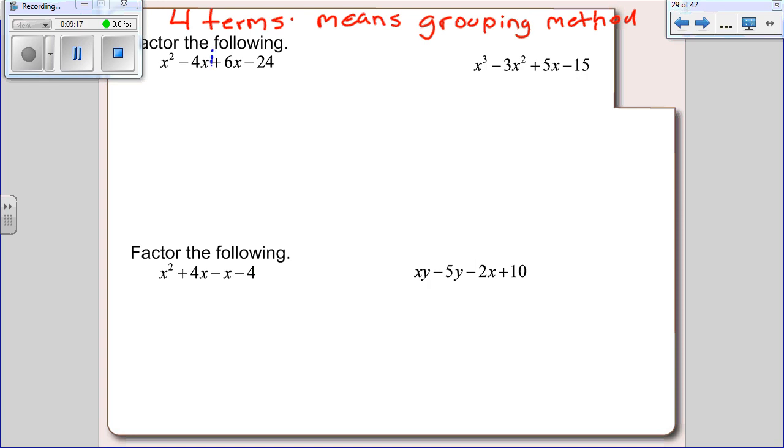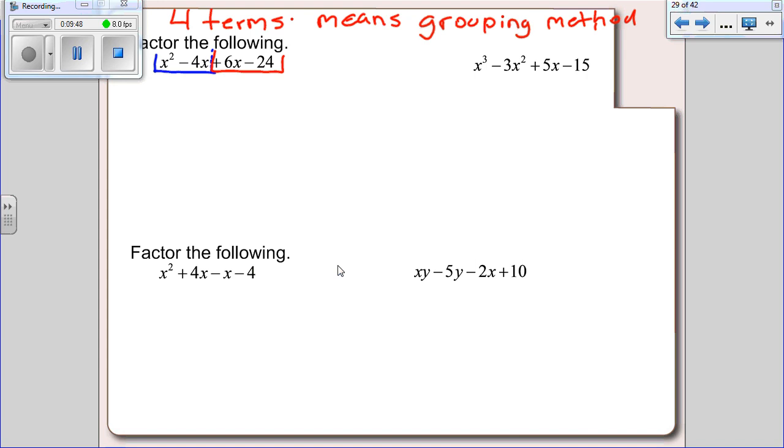So on my page, I created a blue side and a red side. The coefficient doesn't matter, whether it's 4x or 6x. So if it went plus 6x minus 4x, you'd be good. So see how I've cut this in half into the blue side and the red side. And I cut it right after the second term. So the plus is still with the 6.